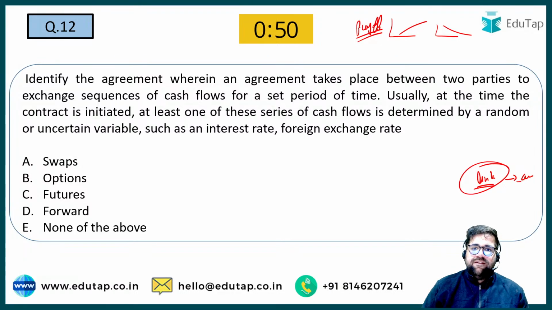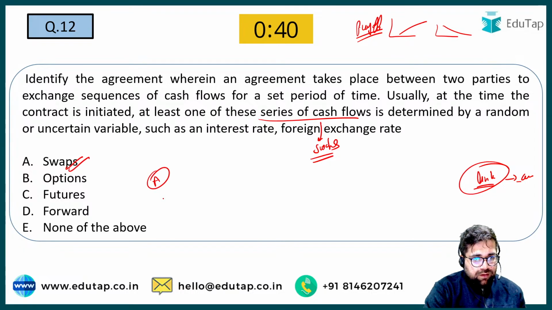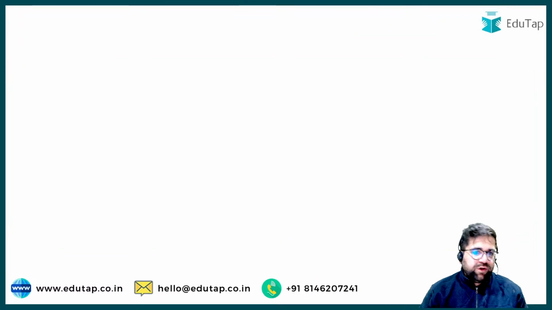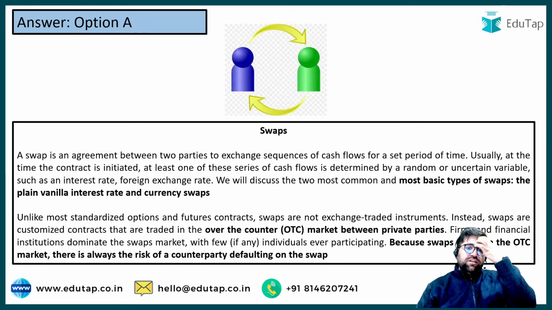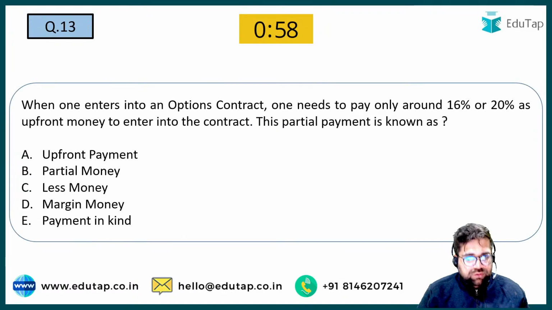Question number 12. Definitely over here you are exchanging the series of cash flows, which only happens in your swaps. So the correct answer over here will be option number A. Futures. In futures you don't have series of cash flows, right? Identify the agreement where it takes place between two parties to exchange a sequence of cash flows at a set period of time. Now you are exchanging the sequence of cash flows. Usually at the time the contract is initiated, at least one of these series of cash flows is determined by random uncertain variables like interest rate and foreign exchange rate. No, it will be swap according to me. Let me check it. Yes, the answer is swap only. Because in swap, you exchange a series of interrelated cash flows, whether it is based on interest rate swaps or currency swaps. Okay. Now let's move to the next question, which is question number 13.